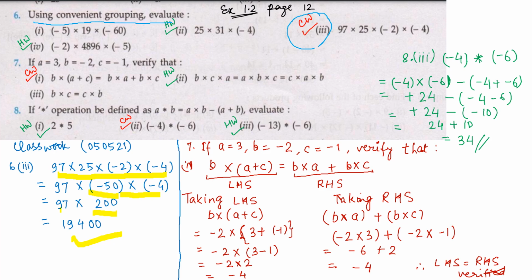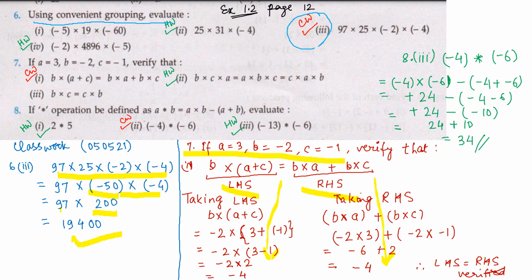Okay, moving on, so your second and fourth part are your homework. Moving on to question number 7. The values of A, B and C are given and they are asking you to verify. Wherever they ask you to verify, they will give you two parts, one on the left hand side and one on the right hand side, and you have to evaluate both of them. For both of them you will find the value. If the value is coming same, you will say that LHS is equal to RHS and hence it is verified.